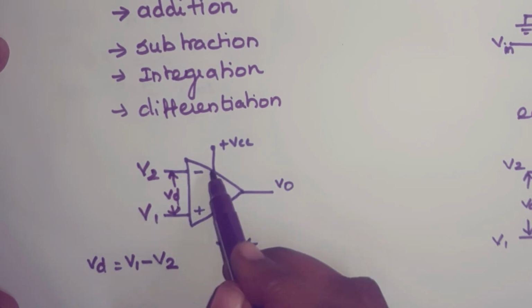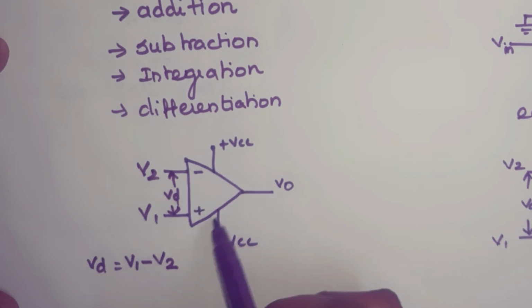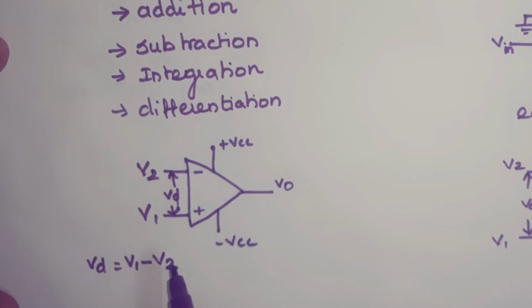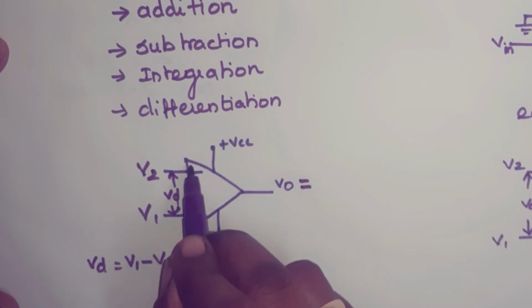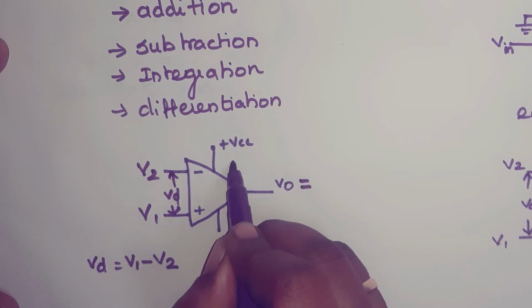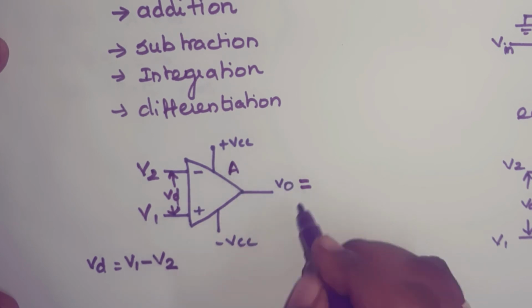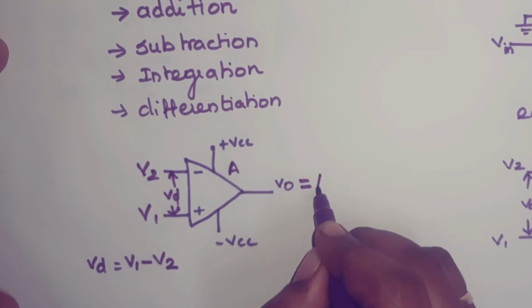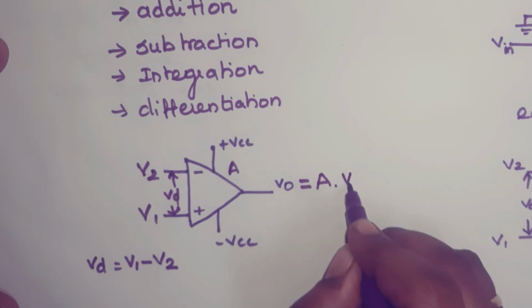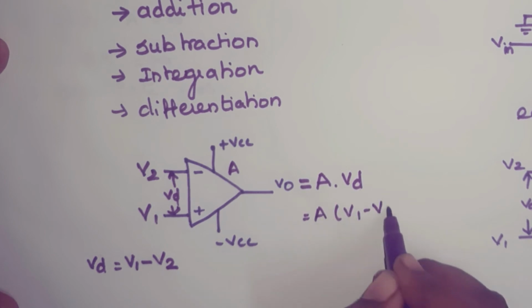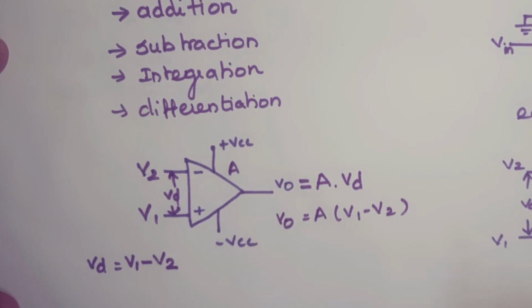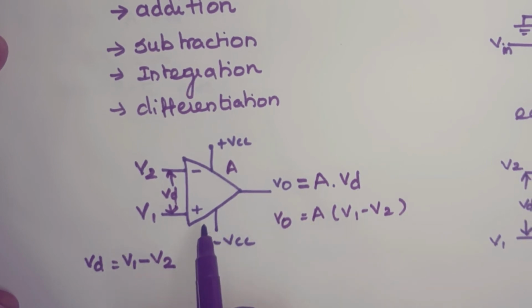So what will this operational amplifier do? It amplifies this difference signal. So your output V0 is equal to A into VD, where A is the gain of the operational amplifier. VD is nothing but V1 minus V2. So V0 equals A (V1 minus V2). This is the output expression, and this A represents the open loop gain of your operational amplifier.